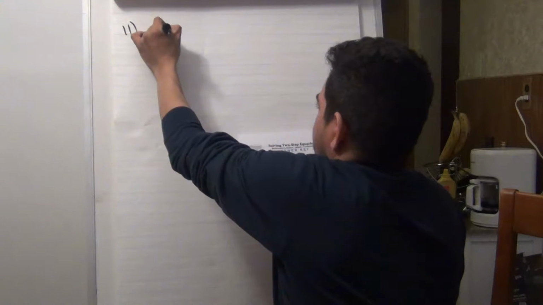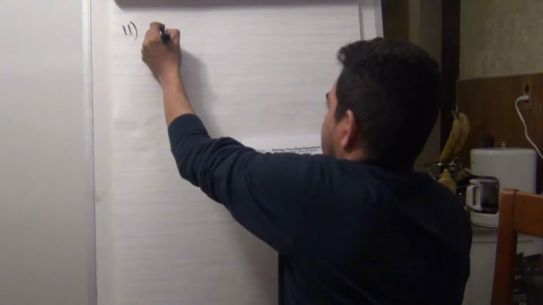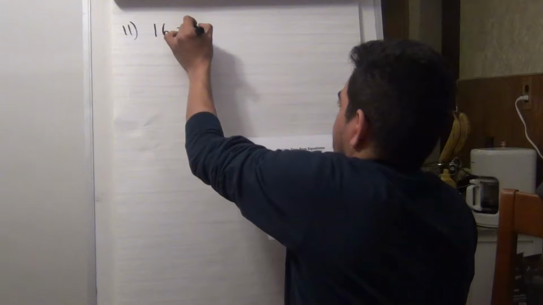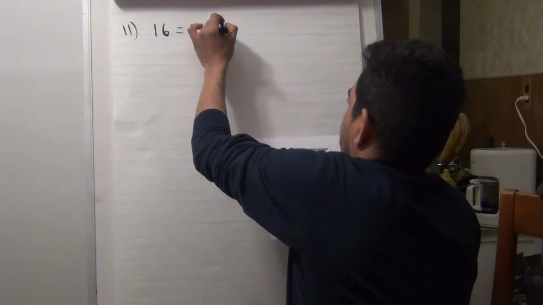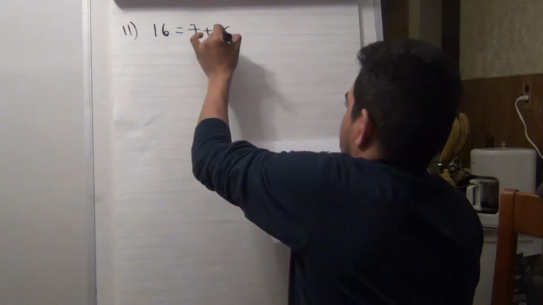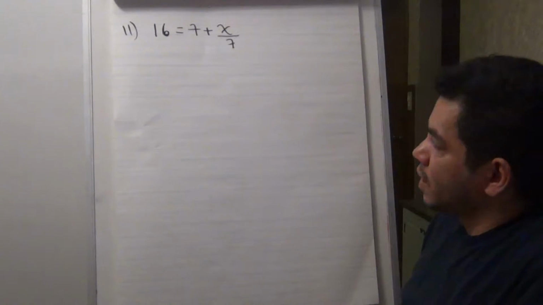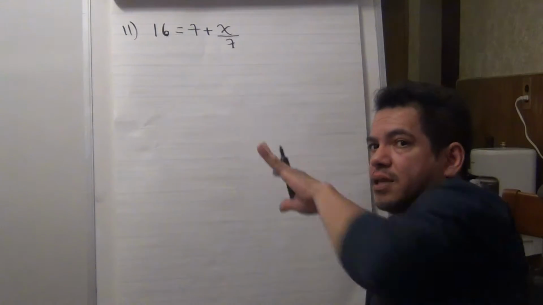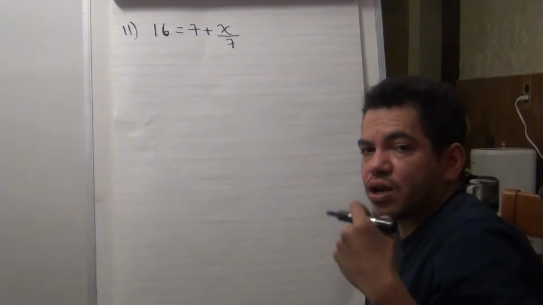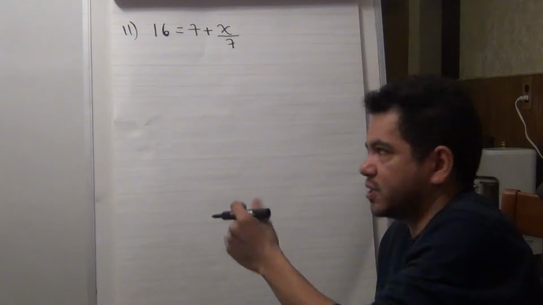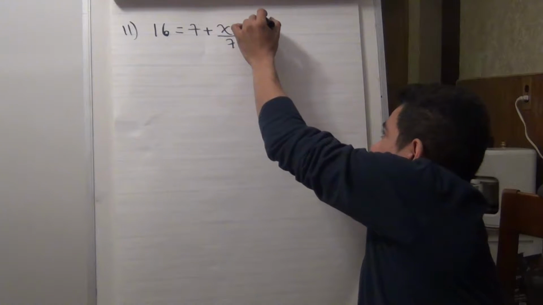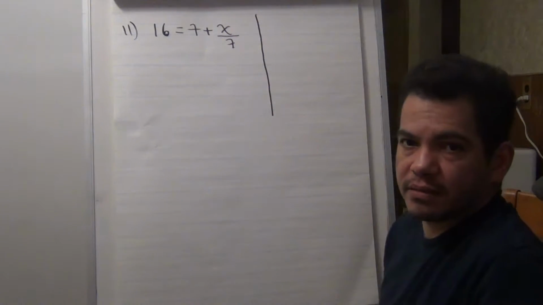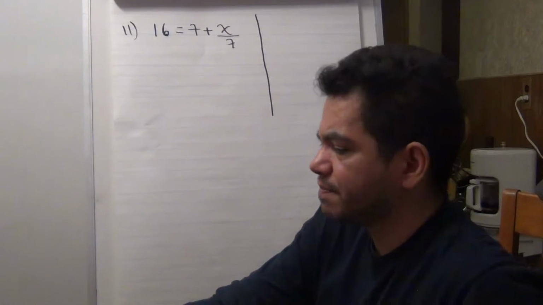So 16. Wow, ugly 6. 16 equals 7 plus x over 7. So you have to copy this, okay? All right. So how am I going to tackle this? Now is the time where we're going to start showing proof of how to do this. First, I'm going to draw a line right here. I don't know how much space I'm going to use.